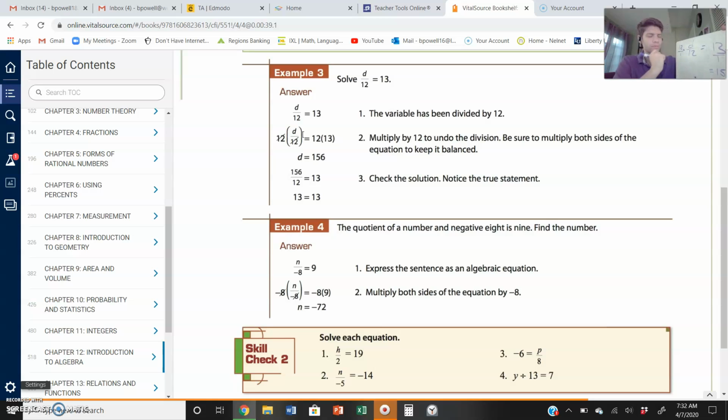But what goes on over here? Remember, anytime we multiply fractions, they can cancel. You always look for cancellation. When they cancel, all you're left with is the variable. So we get the variable on this side. Since we multiplied this side, we've got to multiply this side as well. 13 times 12 is 156. And that is our answer.